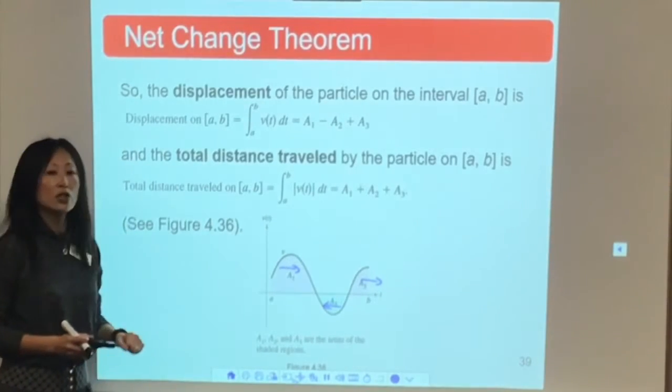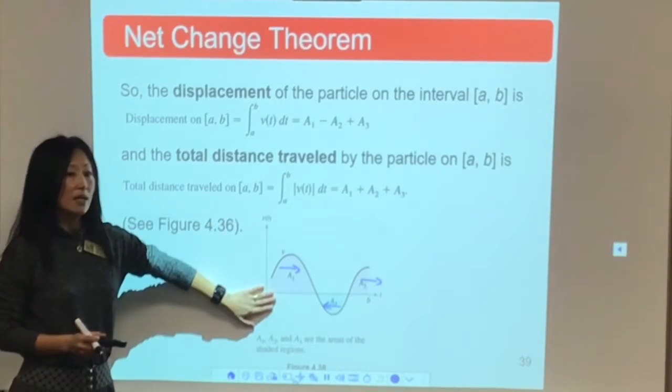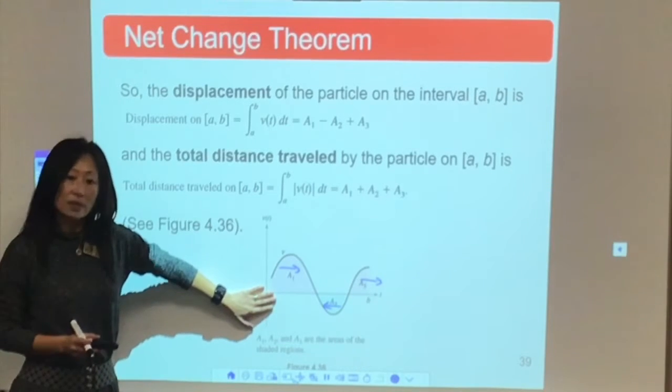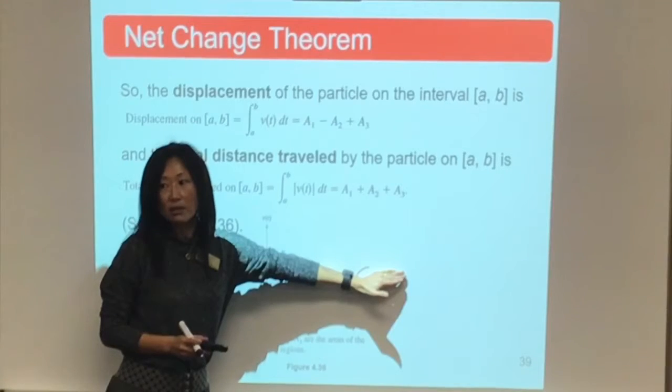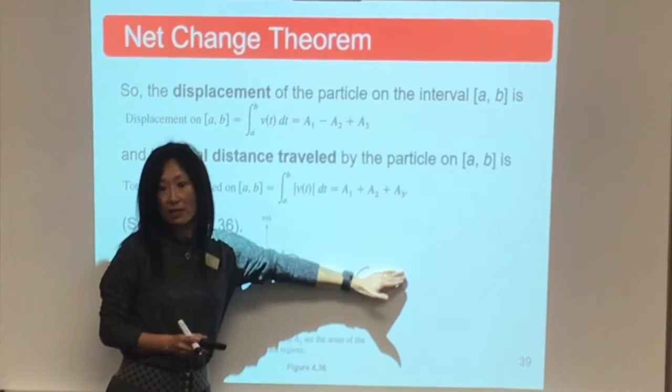So looking at this picture, your answer should be what? Your displacement will be what? A positive number, because you move in the positive direction, to the right. Are you with me, class?